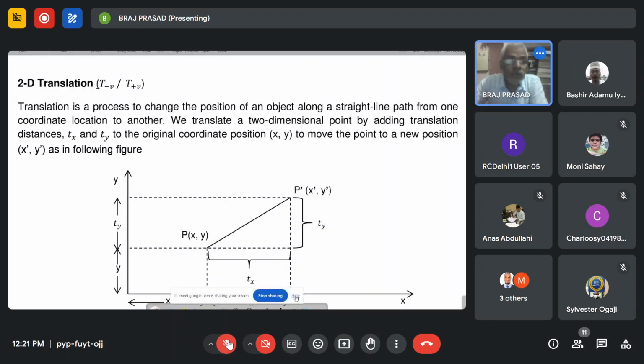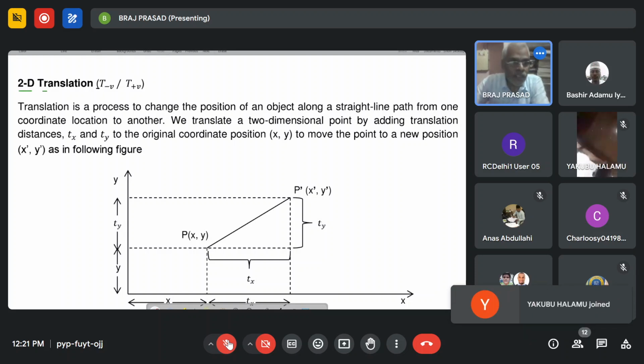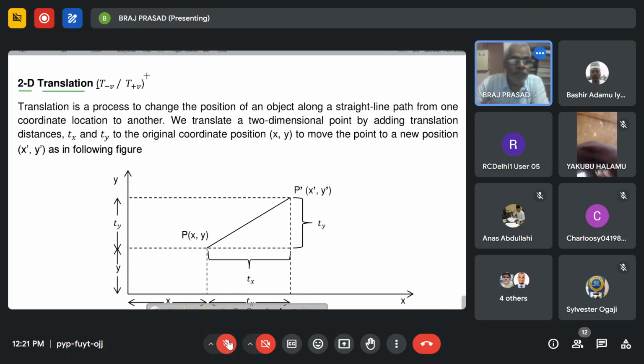So in translation we will discuss 2D translation, then 3D translation. In 2D translation, there will be two different notations that I have discussed earlier, t minus v and t plus v. If our translation or movement is in positive direction, then it is t plus v, and if it is the reverse of positive, then it is called t minus v. So t plus v we can also simply write tb. This tb denotes the t plus v.